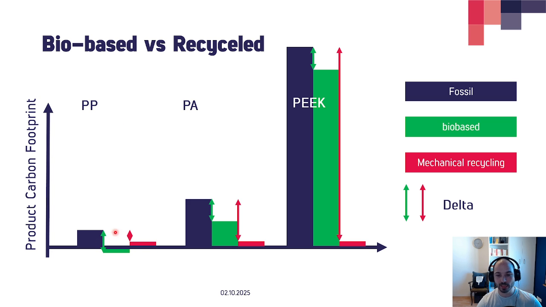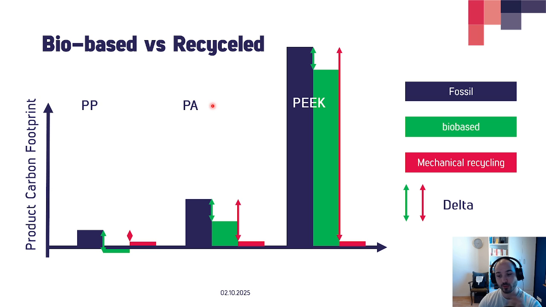Meaning that for polypropylene, mechanical recycling is not better than bio-based feedstock. So you save more by doing it bio-based than by mechanically recycling it. There are also other environmental footprint factors such as land and water use, but let's not get into that. For the CO2 footprint, bio-based polypropylene has a better CO2 footprint than mechanically recycled polypropylene.